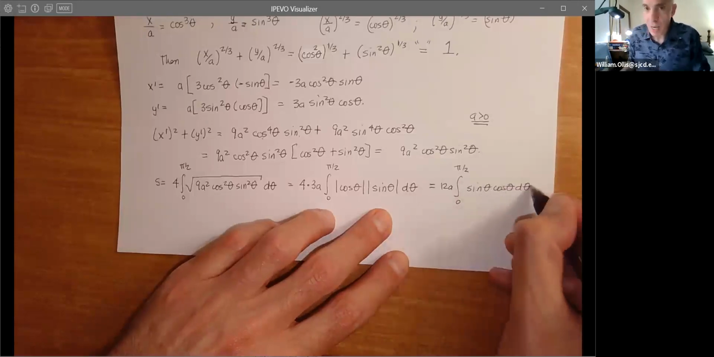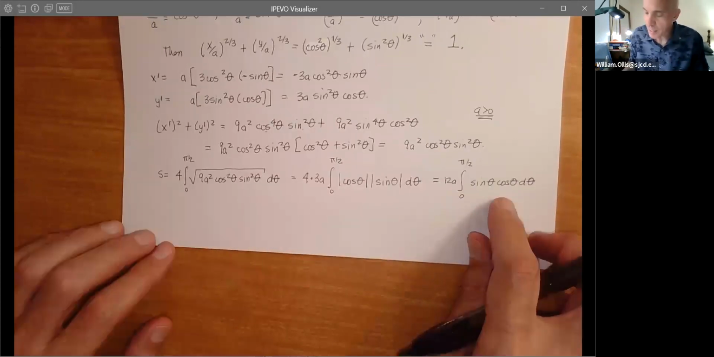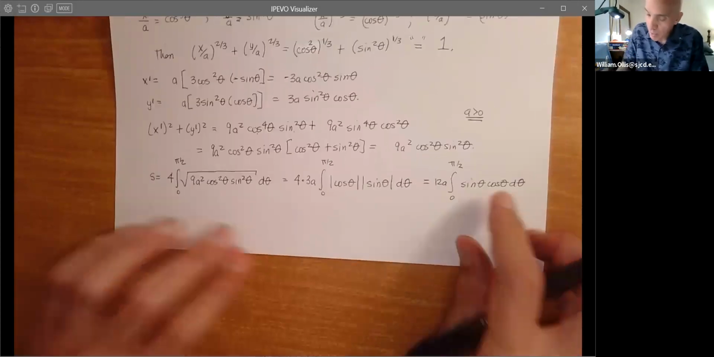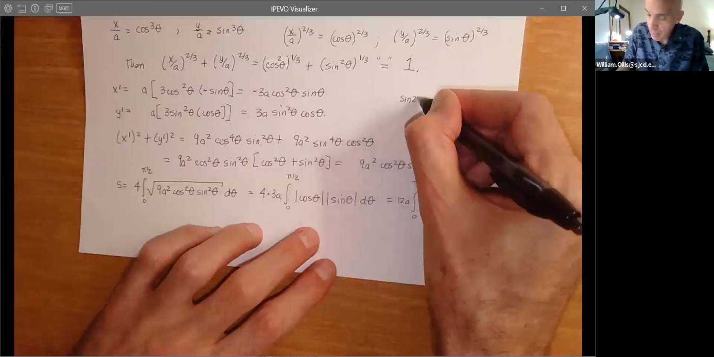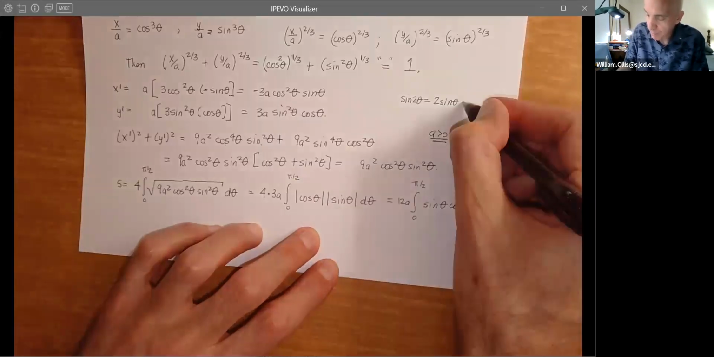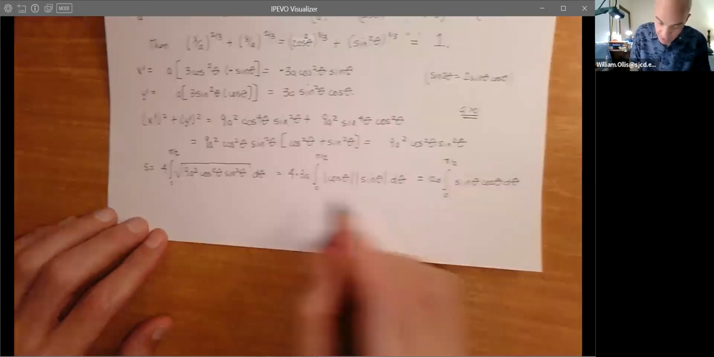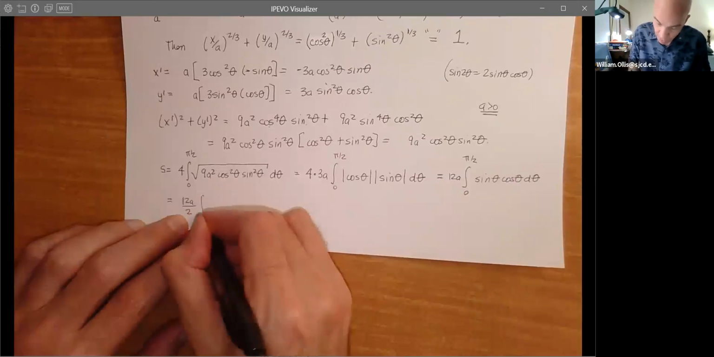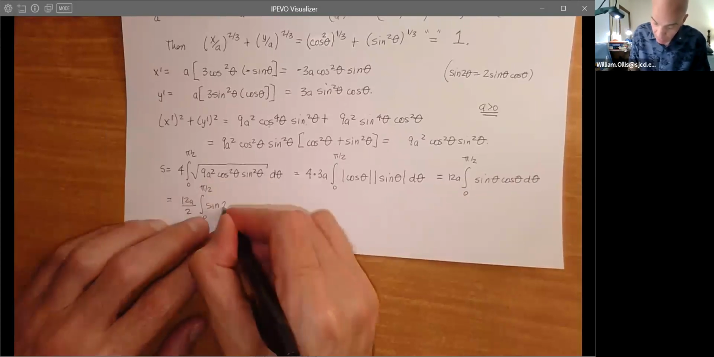Reason I'm writing it this way, because you can do these a million different ways, but when I teach trig, I always like to use identities that we don't use as much. Let's use the double angle. Remember, we use this a lot. Sine 2 theta is just 2 sine theta cosine theta. You could do the u-substitution, but this is fun. Use that. So we'll have 1/2. So this equals 12a divided by 2, integral 0 to pi over 2 of sine of 2 theta d theta.